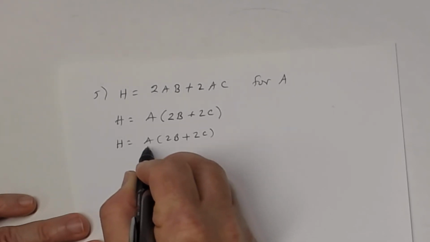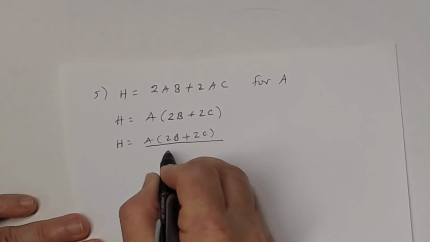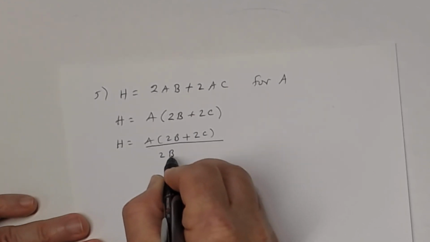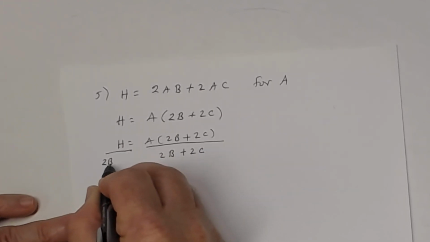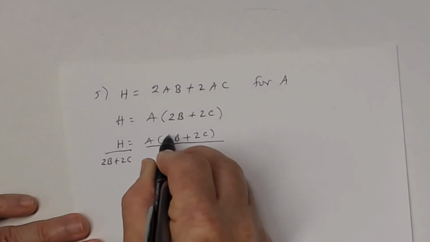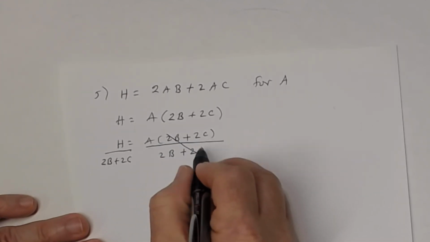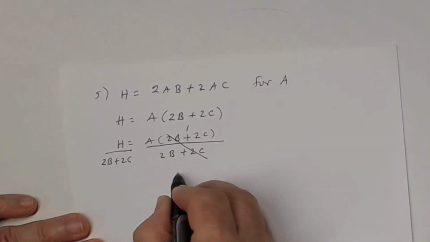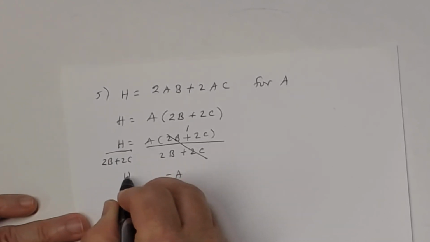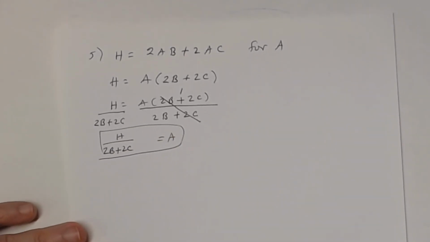So if I want to get A by itself, then I'm going to divide both sides by whatever I'm multiplying A by. So I'm multiplying A by 2B plus 2C. What you do to one side, you do to the other. And so these divide out. 2B plus 2C divided by 2B plus 2C is the factor 1. A times 1 is A equals H divided by 2B plus 2C. And there's your answer. So that was number 5.